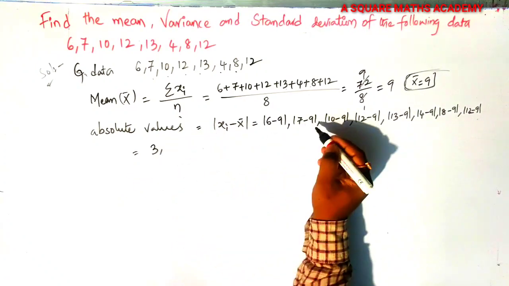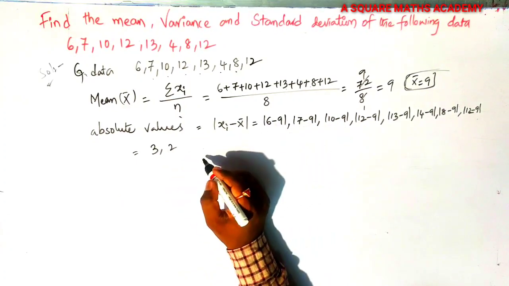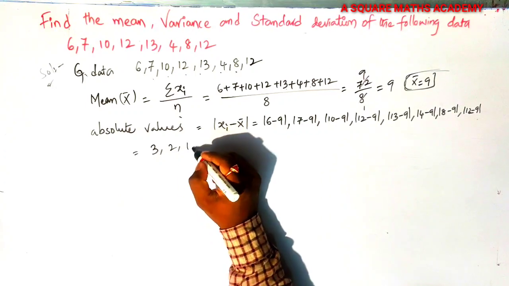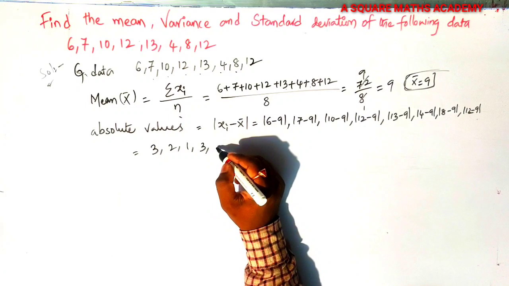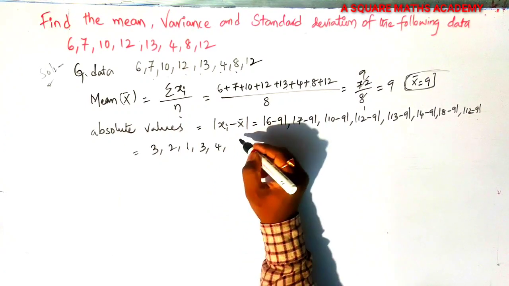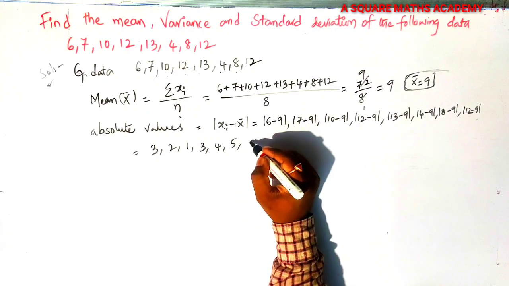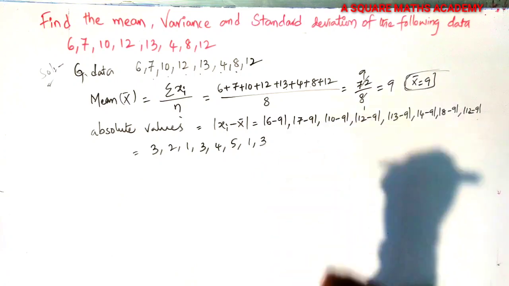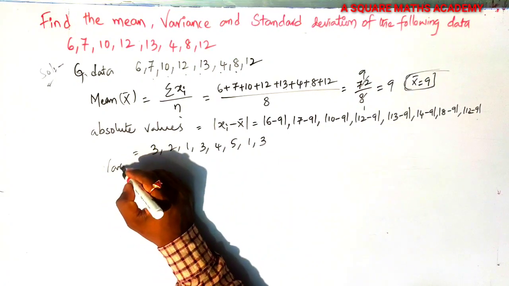Okay. Next 7 minus 9 is minus 2, but modulus is there, so we write it positive. Negative we get here, then we write it positive. Clear? So 10 minus 9 is 1. 12 minus 9 is 3. 13 minus 9 is 4. 4 minus 9 is 5. 8 minus 9 is 1. 12 minus 9 is 3. We get these values. Clear? Right? Now we find out the variance.